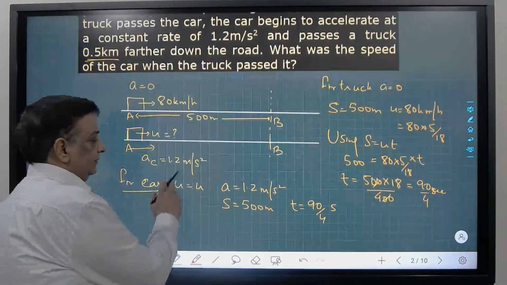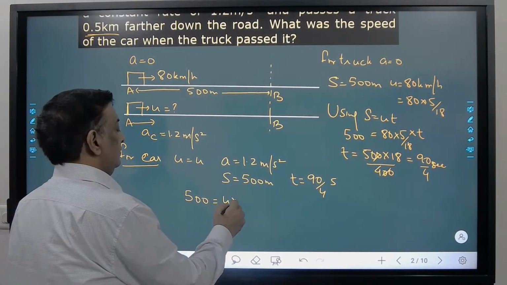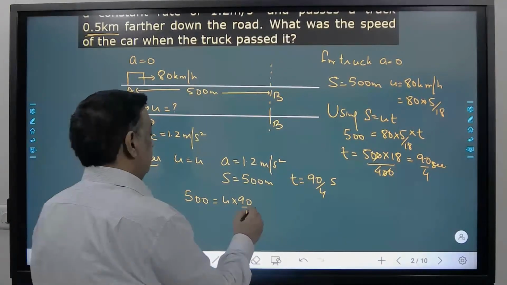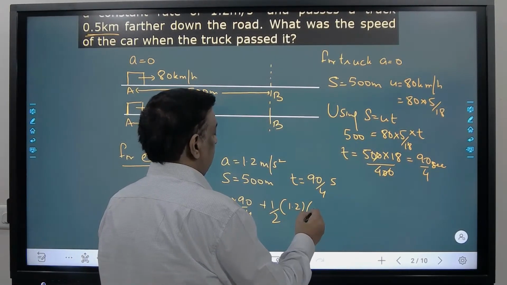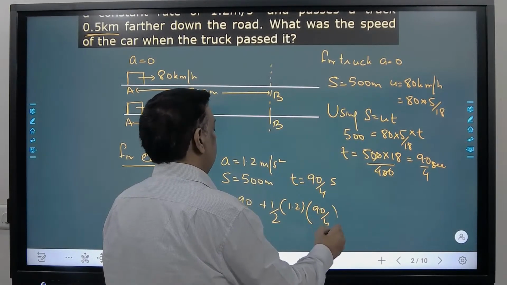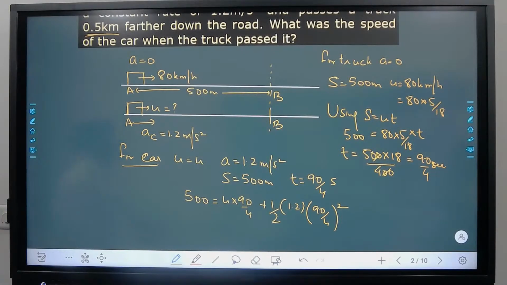So you get S is equals to... so from this you can find the value of U.